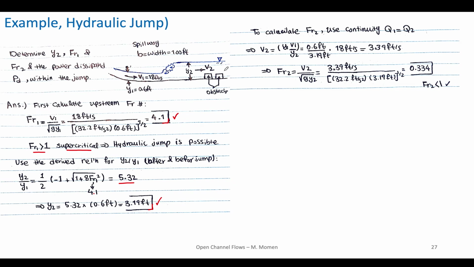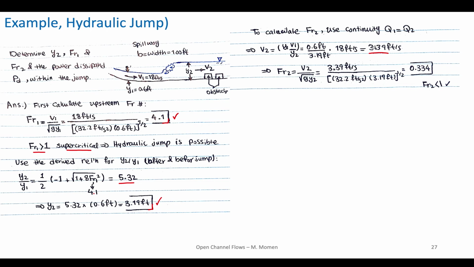So Y1 is 0.6, Y2 is 3.19, and multiplying by 18 foot per second, which is V1, we get the downstream velocity, which is 3.39 foot per second. Okay, so now that we have the downstream velocity, which should be smaller than V1, which is what we expected, because the downstream should be in a subcritical regime.